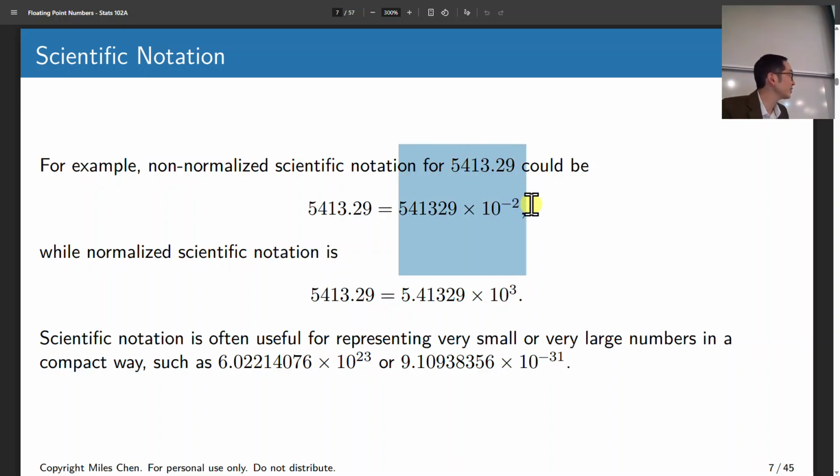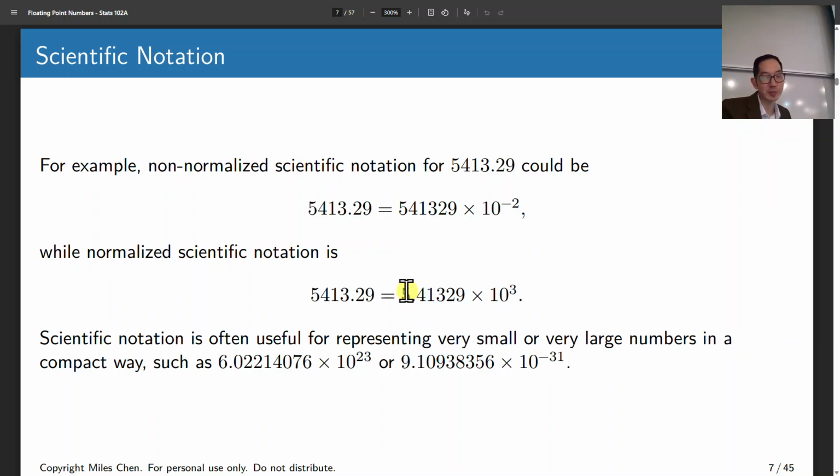Technically, this is scientific notation. This is non-standard, non-normalized, but these numbers are exactly the same. You can represent it as 541,329 times 10 to the minus 2, 1/100th, and that's their equivalent.